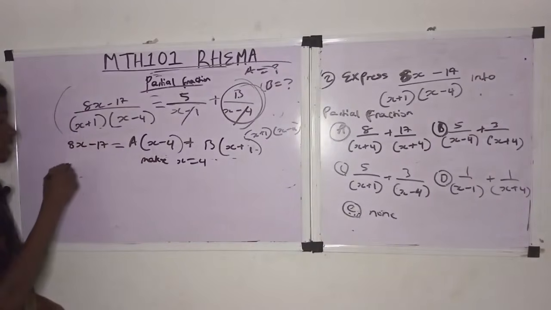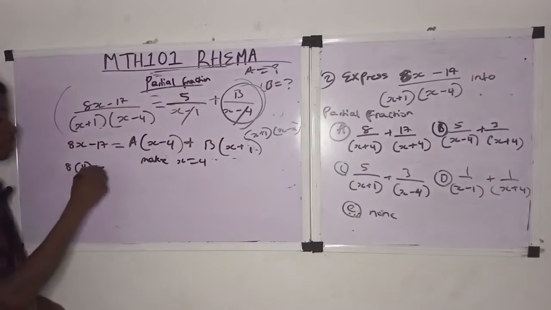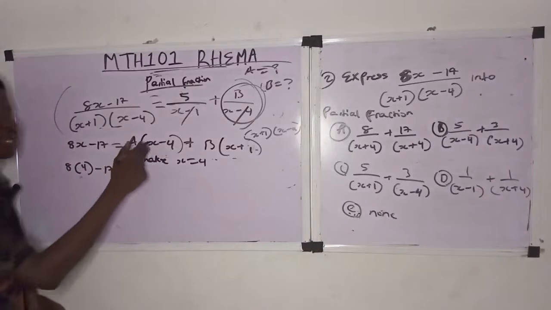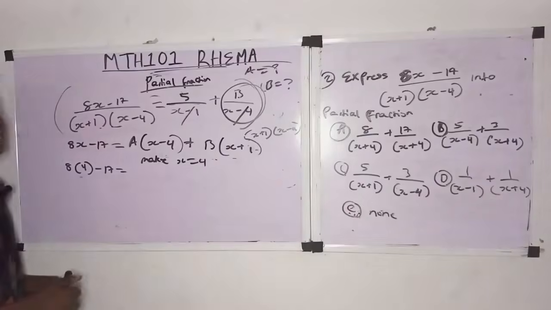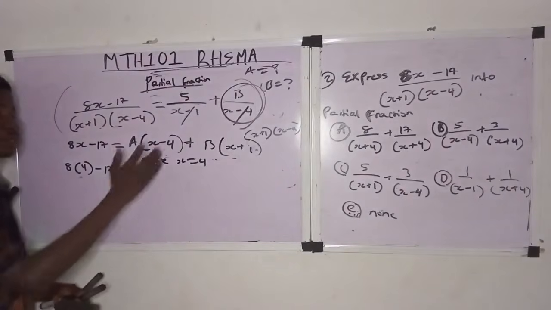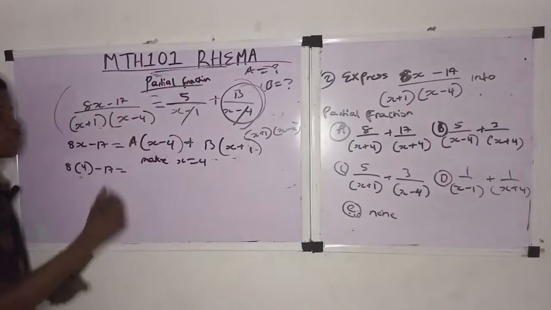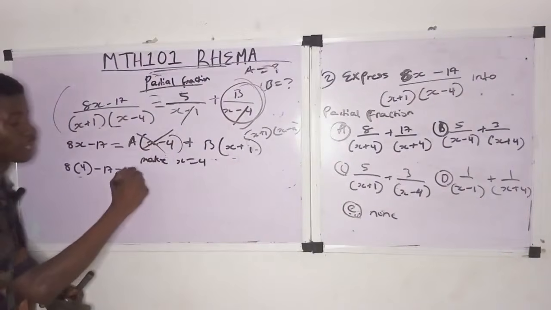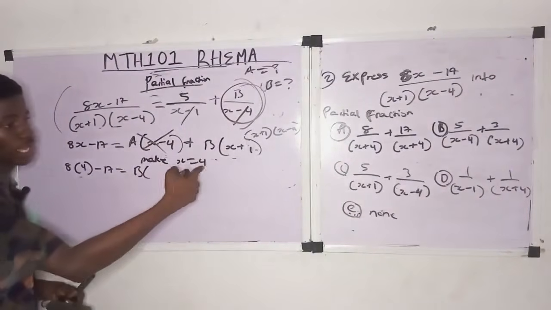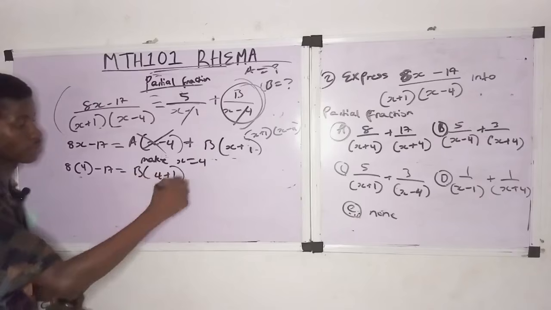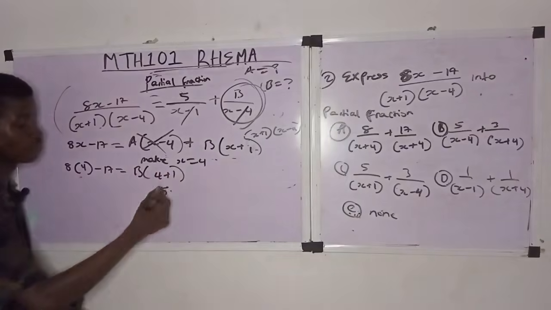Therefore, we have something like this: 8 bracket open, S is 4, close, then minus 17 is equals to, S is 4, right? Yes. S 4 minus 4 give us 0. 0 times A will give us 0, right? So A is out already. Then will now be B bracket open, S is 4, 4 plus 1. So everything here be 5. 5 times B give us 5B.